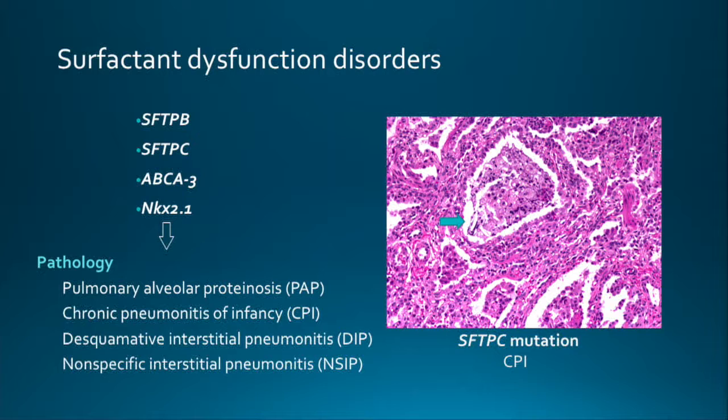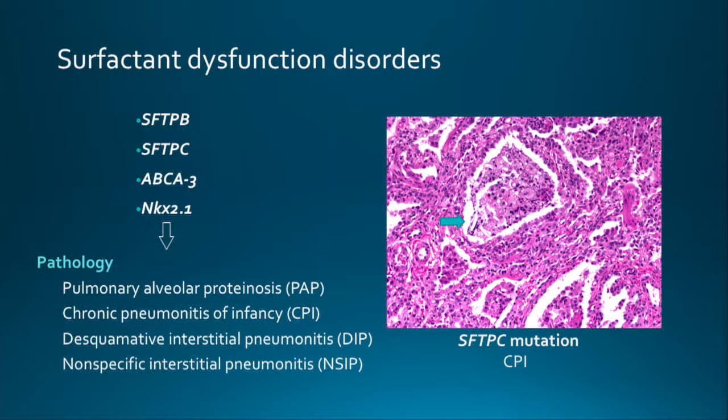So although I'm showing you particular examples of chronic pneumonitis of infancy associated with surfactant protein C and PAP associated with ABCA3, I want to make it clear that all types of patterns of pathology can be seen in all the different surfactant mutations. So it's not specific. You can see a variety, and there's no known association that we know of at this time with their particular genetic mutation.